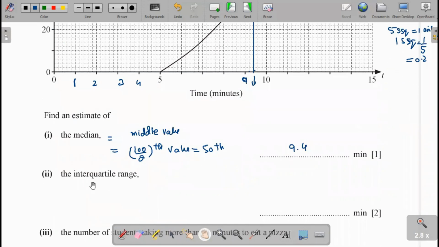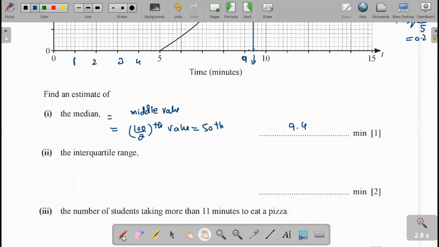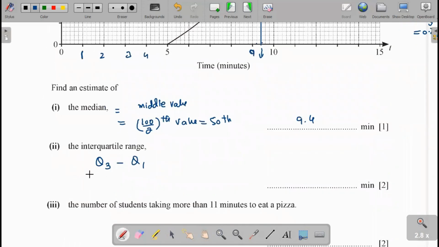Now we have to find the interquartile range. The formula is Q3 minus Q1. Now Q3 is the 3 over 4th value of the data, minus Q1, which is the 1 over 4th value.